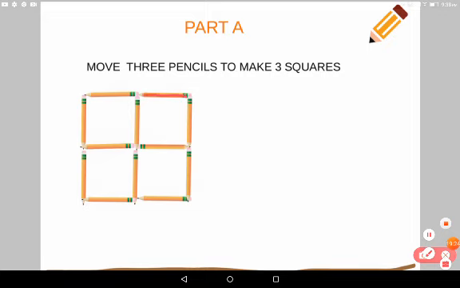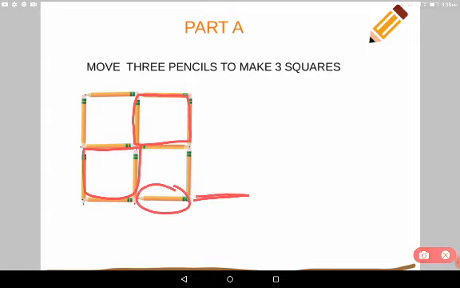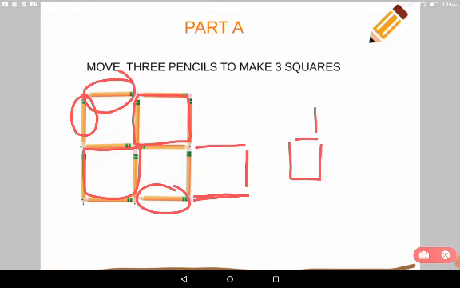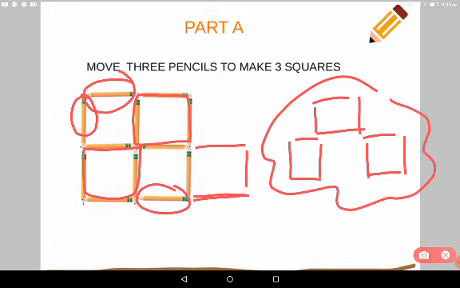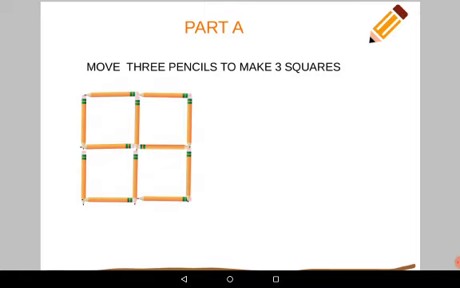How? This I kept as it is. This also I kept as it is. I moved these 2 here. And I moved these 2 to here. Okay. And hence I made 3 squares which are not apart from each other, which will get united to form this thing. And you should not cut or break any of these pencils. Okay? I think you should make a rough sketch of what you are doing in the rough sheet.